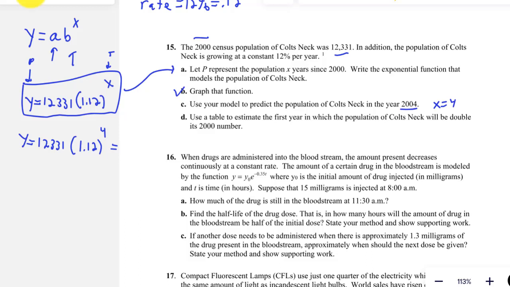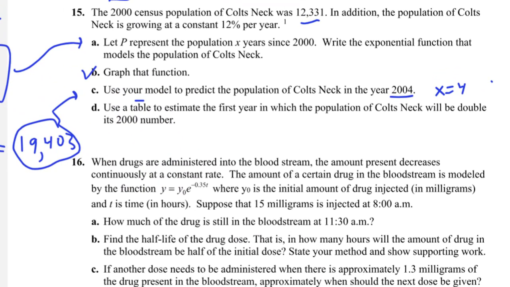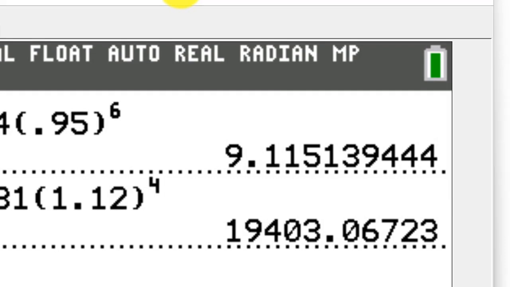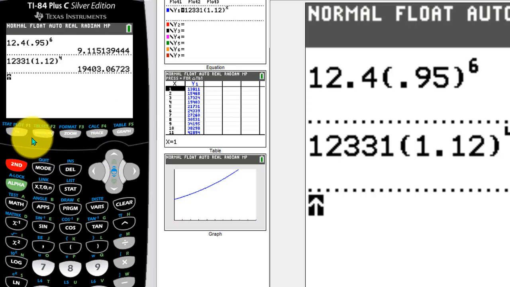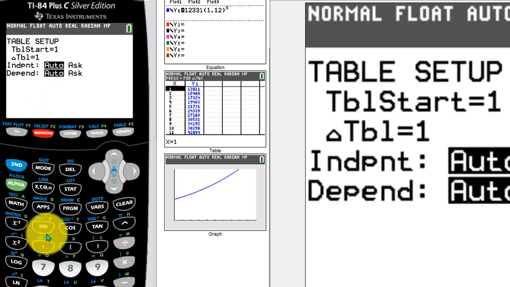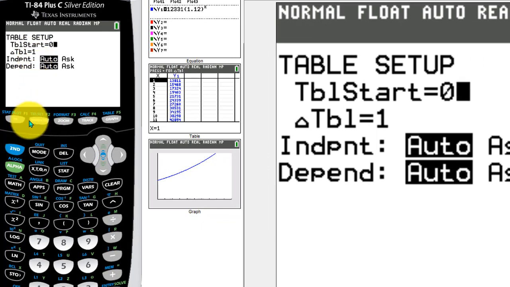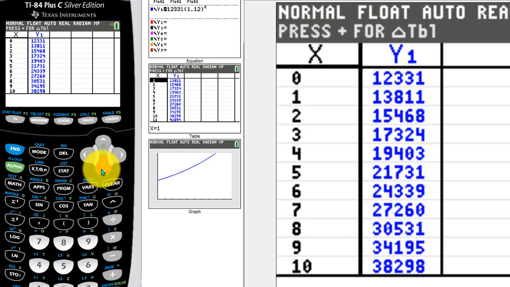So the answer is 19,403 for letter C. There you go. Now it says use a table to figure out when we will double. So if I go to my calculator and press second window, that's table set, I want to start at 0, count by 1. Now I press second and graph, and you want to scroll down to see when you get to double.